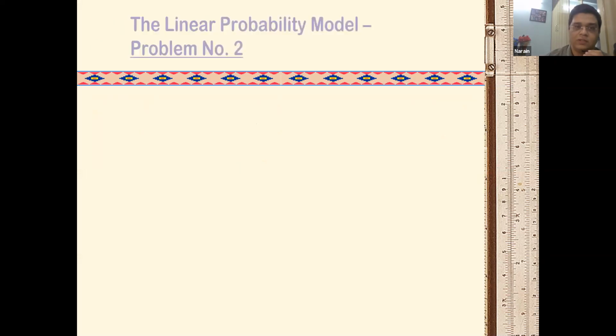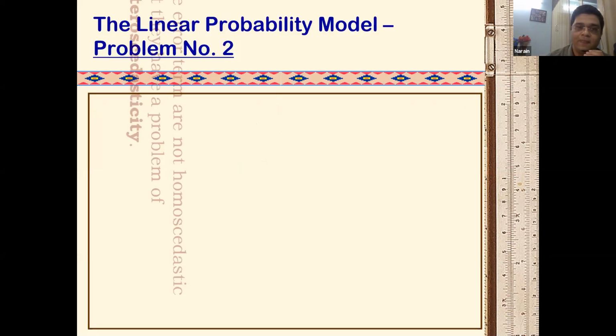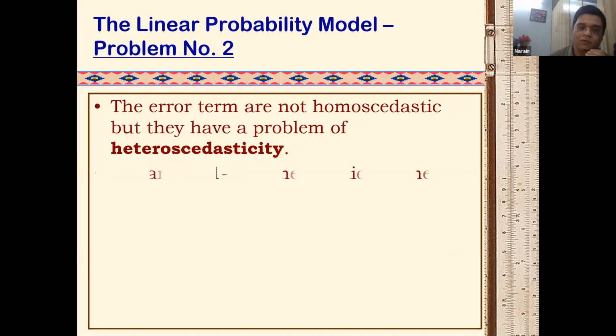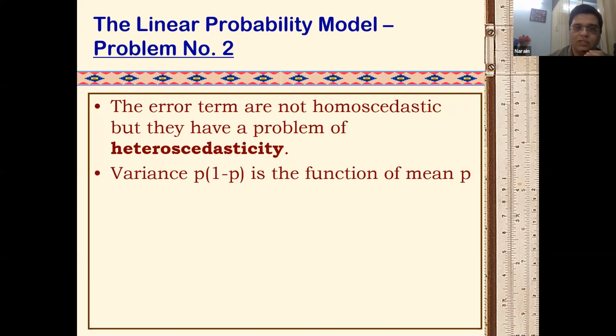Let's take the next one. Another assumption of a regression model is that the data is homoscedastic, that it has equal variance. But that's not the case here. Here the variance is a function of the mean. As the mean goes up, the variance also goes up, so along the line the variation keeps increasing. This regression model therefore suffers from the problem of heteroscedasticity.